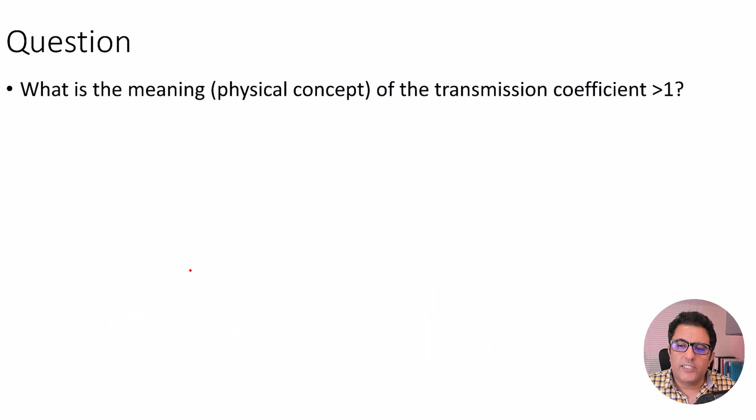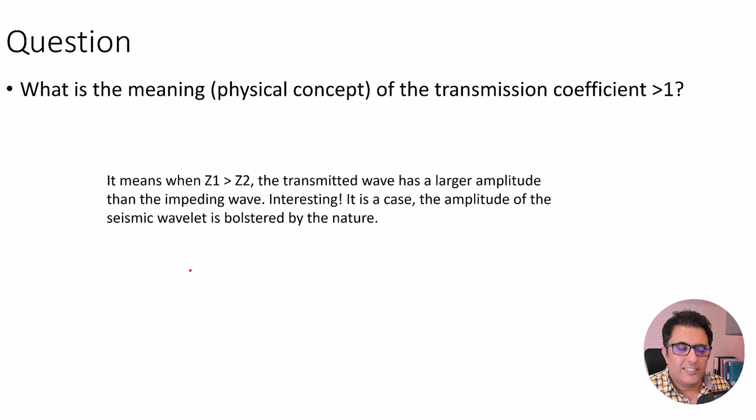So what is the physical concept behind a transmission coefficient greater than 1? It is so interesting too. It tells us that if we have such a geological condition where Z1 is greater than Z2, the transmitted wave will have a larger amplitude compared to the incident wave. So in other words, the seismic amplitude increases for the transmitted wave.